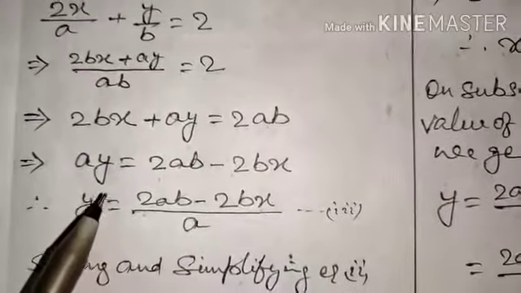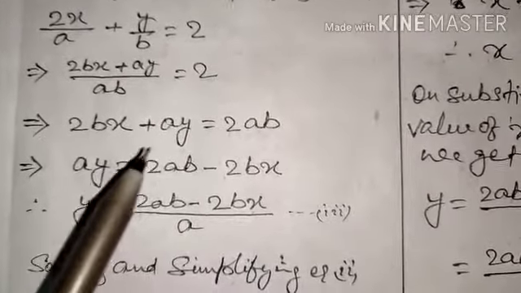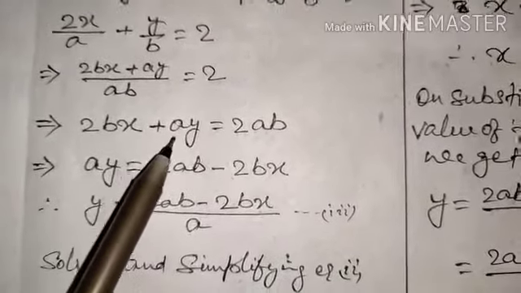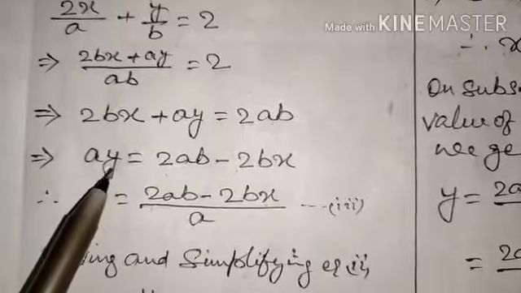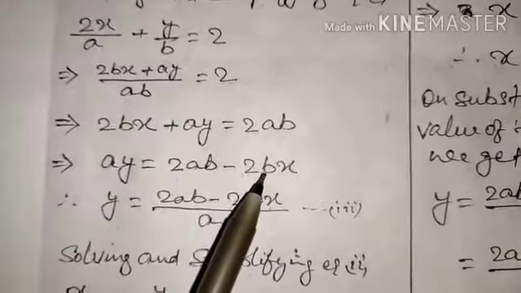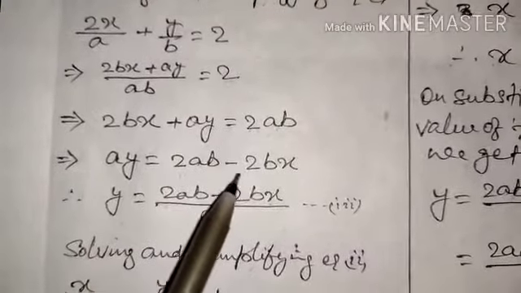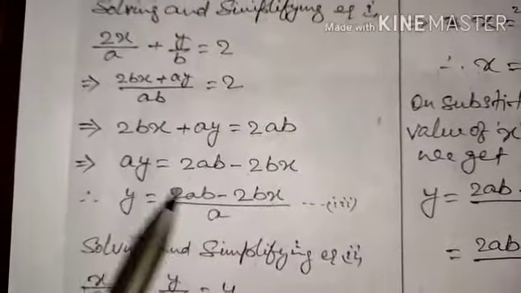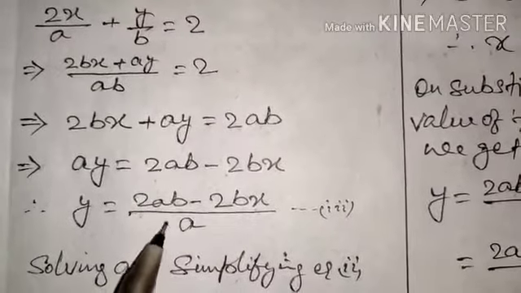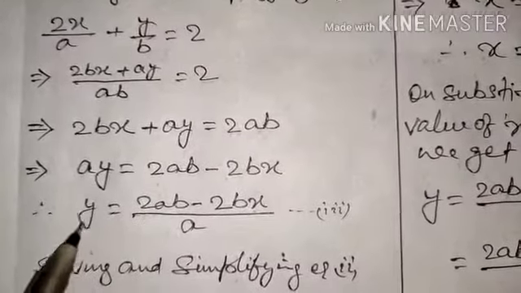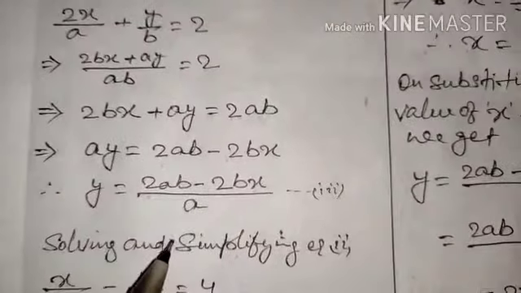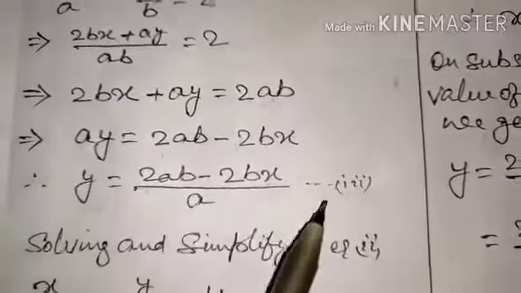After that you can see that we are going to leave this ay over here, because we are trying to find the value of y in terms of x. So this 2bx will go that side, transposition will be done, 2ab minus 2bx. Then we cross multiply this a. So finally y will be left alone, and here we are getting the value in terms of x. Name it as equation third.